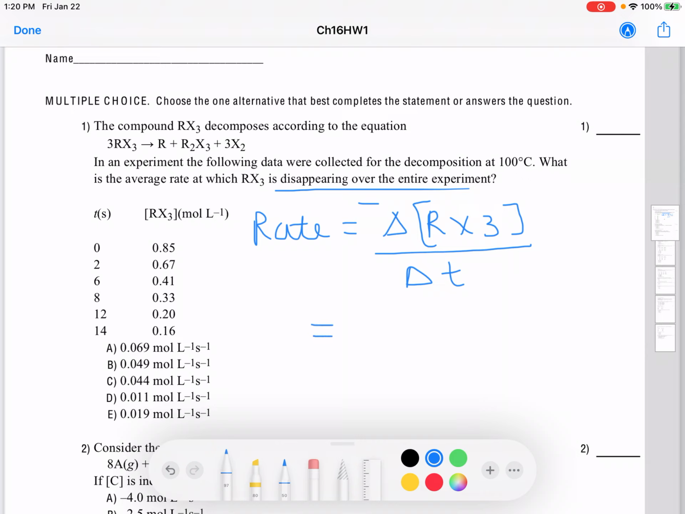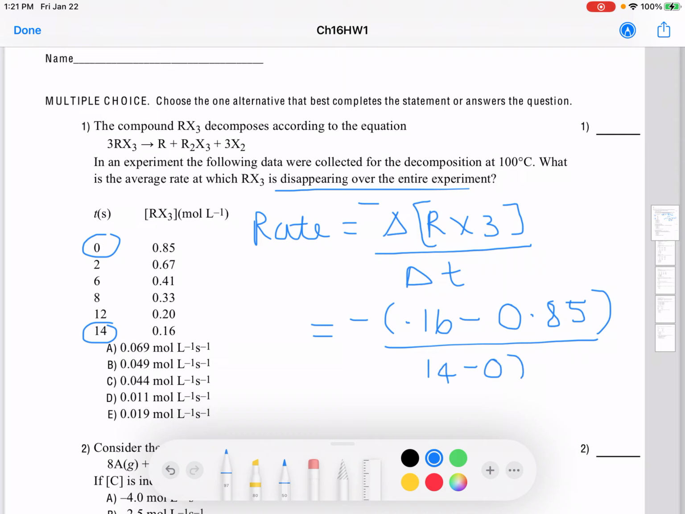So what is the change in concentration over time? That's going to be the final concentration, right? At 14 it's 0.16, and then at the beginning it's 0.85. Final minus initial, and delta t. What's the delta t? It is the time duration from final to initial. Final time is 14 seconds and initial is 0. So that's the time.